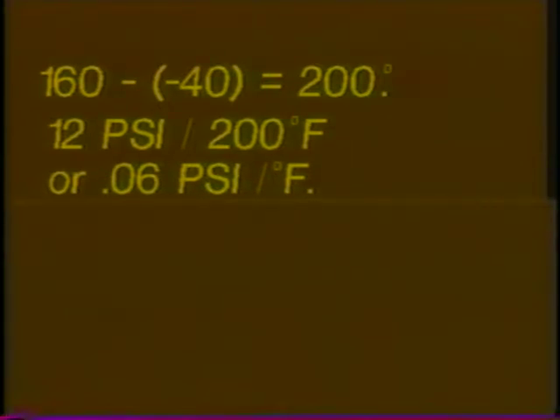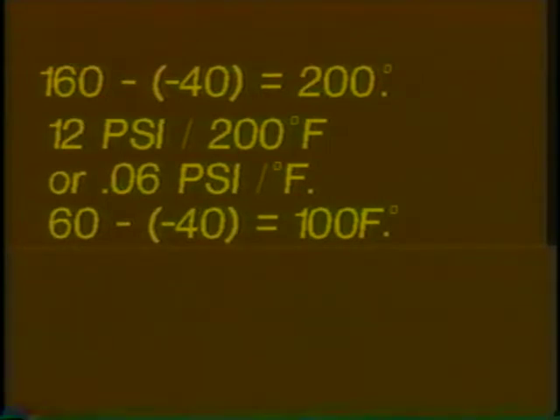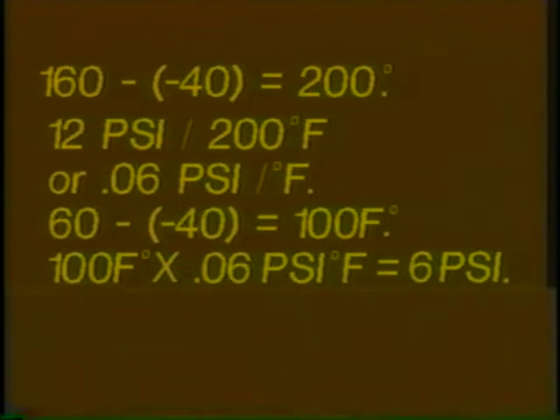Now we need to determine the difference between the actual sensed temperature, 60 degrees in this example, and the bottom end of the range, minus 40 in this example. 60 minus a minus 40 equals 100 degrees. Next, we multiply the temperature difference, 100 degrees, times the sensitivity, 0.06 psi per degree, which gives us 6 psi.